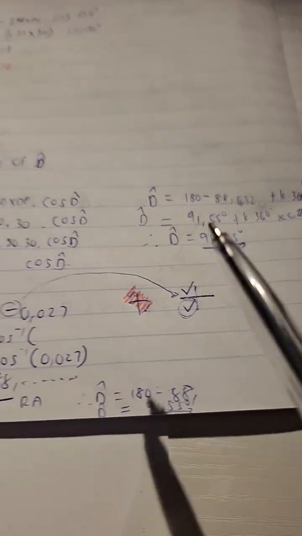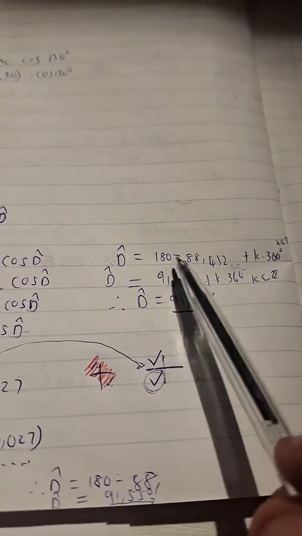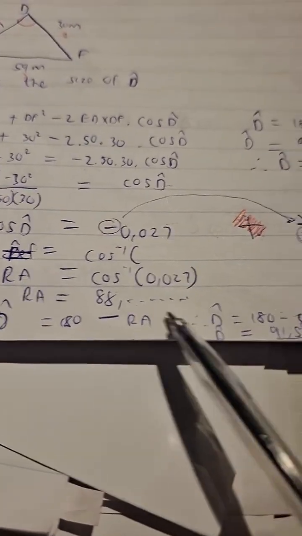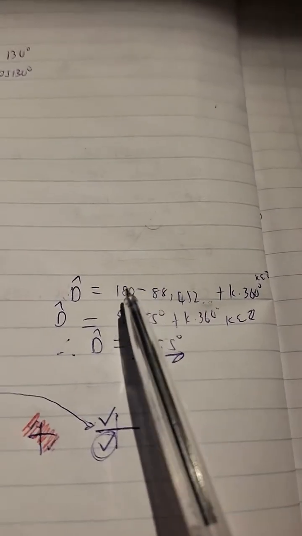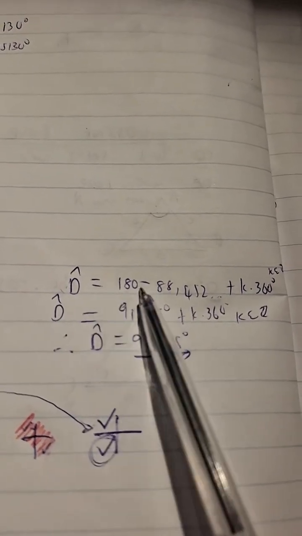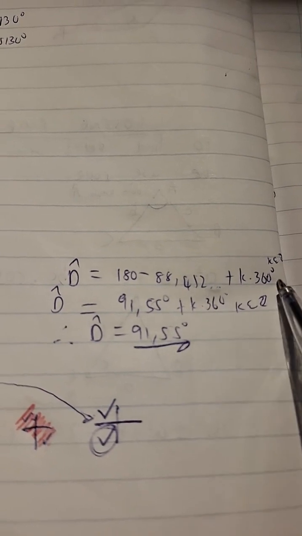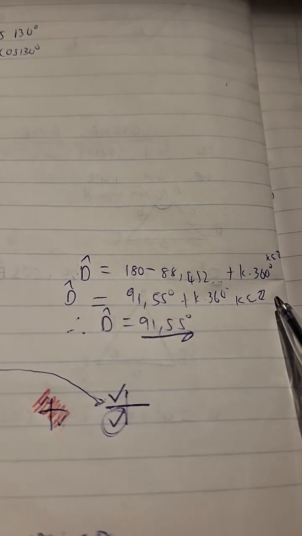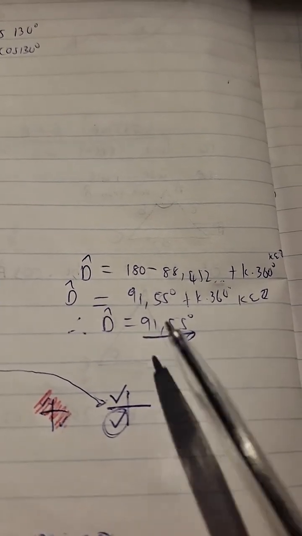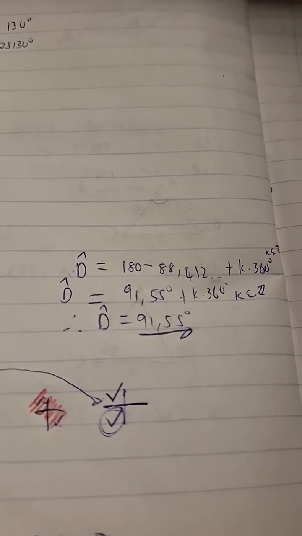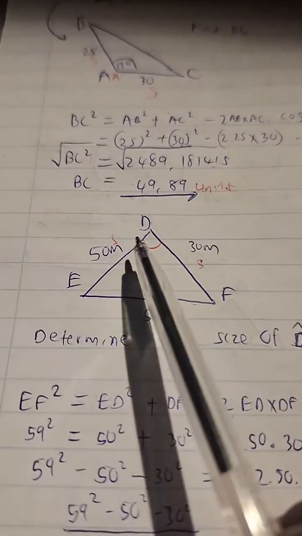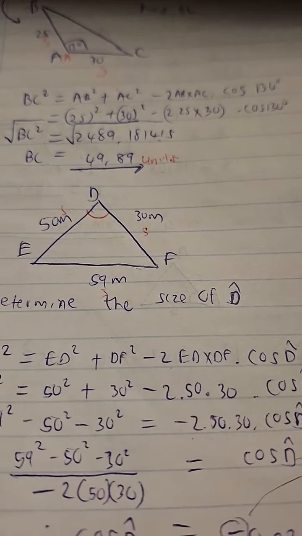Second and third quadrant. Then you say D is equal to 180 minus the reference angle, because the reference angle you found, guys, is 88 something. Then you can say angle D is equal to 180 minus that plus K 360 if you want to write the general solution, where K is an element of integers. You write your general solution, and then you can use it to identify the appropriate angle. You are not going to bother yourself with the third quadrant. Why? Because you are dealing with an angle in a triangle.